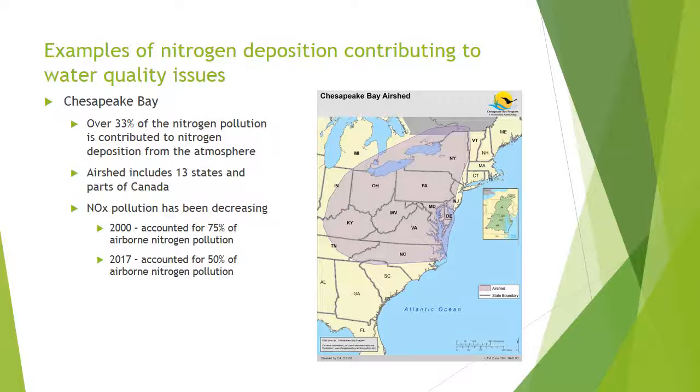The NOx emissions or NOx pollution to the Chesapeake Bay has been decreasing, however. In 2000, NOx accounted for 75% of the airborne nitrogen pollution. And then in 2017, it accounted for only 50% of the airborne nitrogen pollution. And the total nitrogen loading to the Chesapeake Bay has also been decreasing, mainly because of regulation from the Clean Air Act.